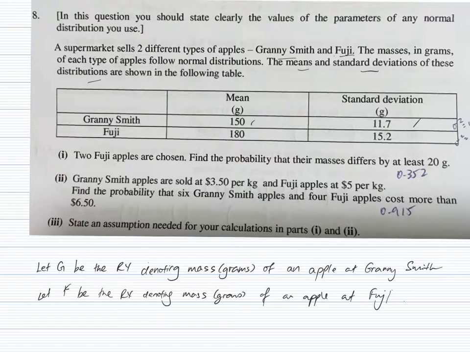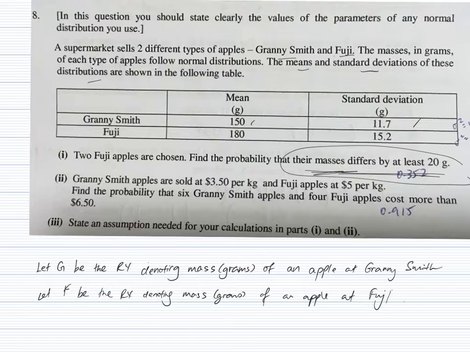Okay. Then we're going to find the probability that the masses differ by at least 20 grams. So we don't know which is the lighter one and which is heavier. It could be Granny that's heavier, or it could be the first Fuji apple that's heavier, or the second Fuji apple. So how do we deal with a question like this? If we read this, we're going to find the absolute difference to be at least 20 grams. So it suggests that you need a modulus.